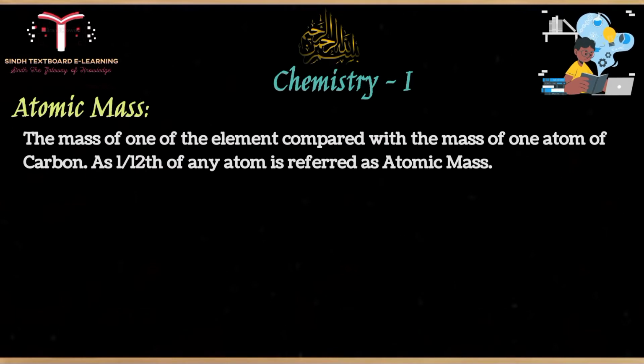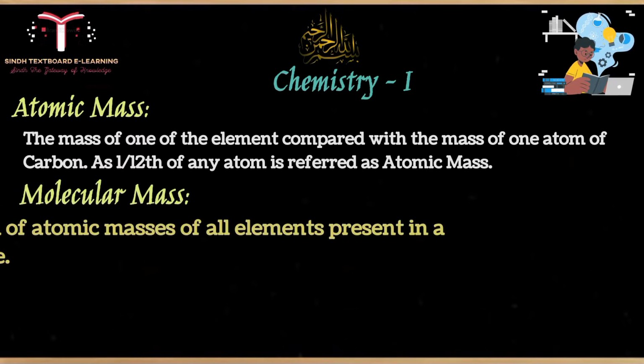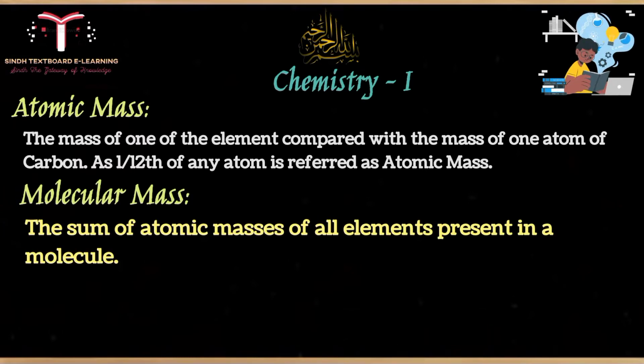The mass of one atom of an element compared with the mass of one atom of carbon, 1/12 part of any atom, is referred to as atomic mass. This is very important: 1/12 part of any atom is referred to as atomic mass. Next is the molecular mass.